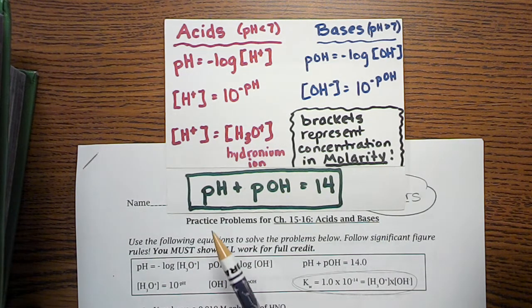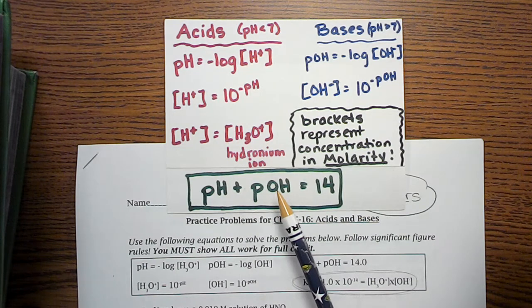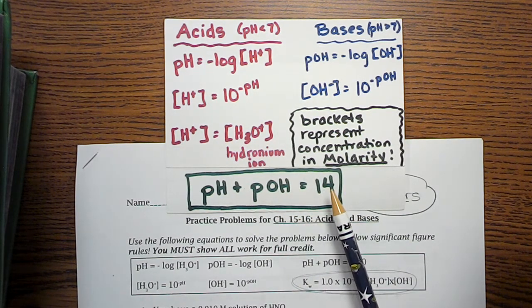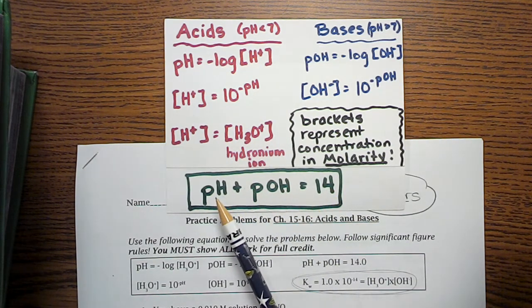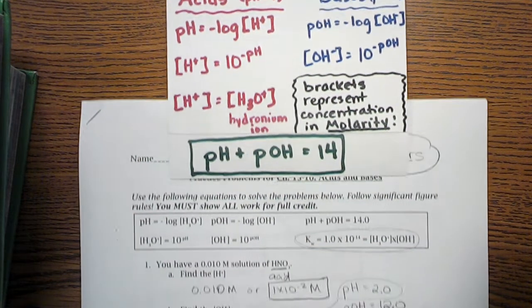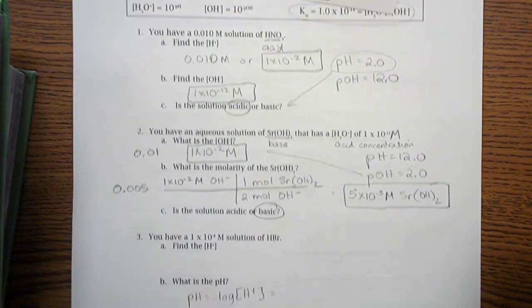The last thing that you'll need to know is that pH and pOH, the sum of those numbers are always equal to 14. So if you have one, you can solve for the other by simply looking at the formula. Okay, so let's look at a few problems.